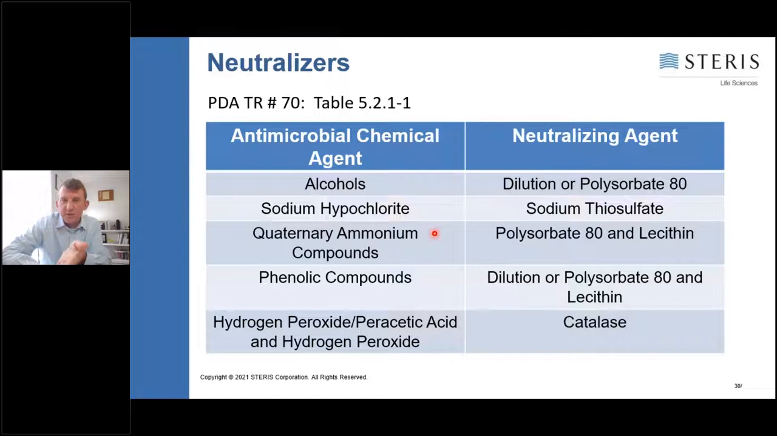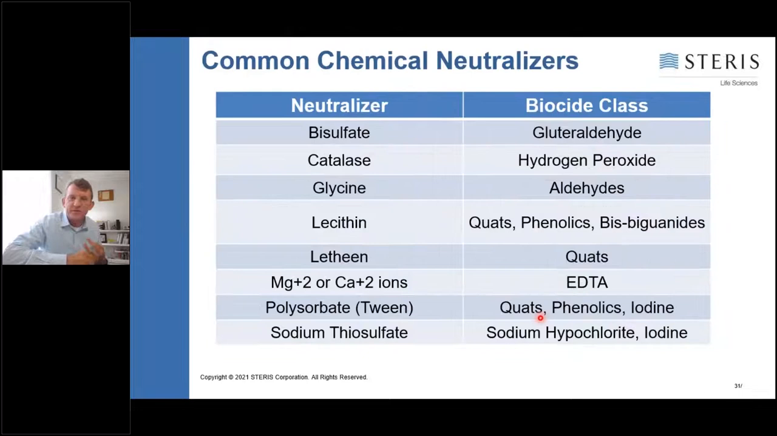And again, you want to make sure that you're not getting any toxicity, that you're not just putting a bunch of sodium thiosulfate in there, or a bunch of catalase in there. Catalase is great for inactivating hydrogen peroxide enzymatically, but if you put too much catalase in there and you have a reservoir of catalase left over, for example, then you could actually have a negative toxicity impact from your neutralizer. The next slide shows some more chemical neutralizers as they relate to different biocide classes, from hydrogen peroxide to the quats and phenolics, as well as the sodium hypochlorites, free iodine, things like that.